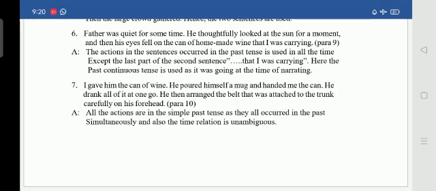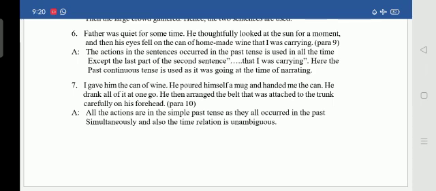So what you are going to write is: the past tense is used in all the actions in the sentence except the last part of the second sentence, that I was carrying.